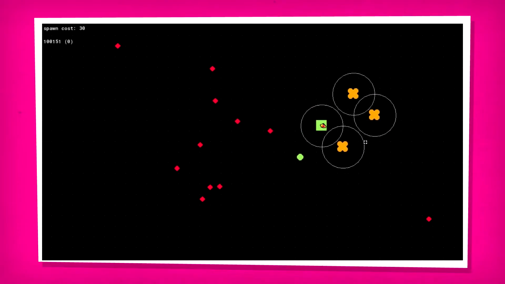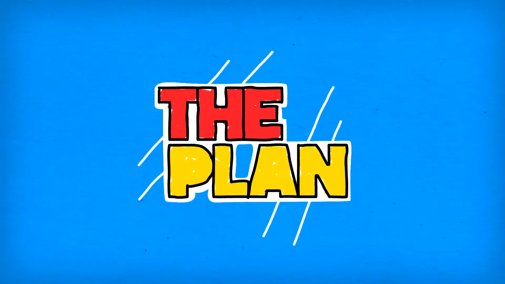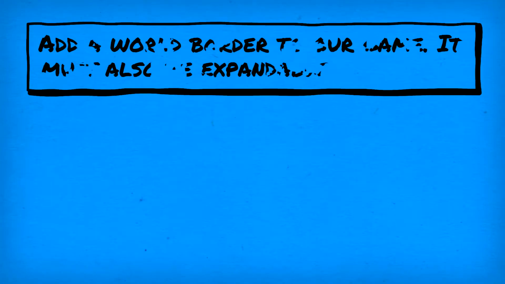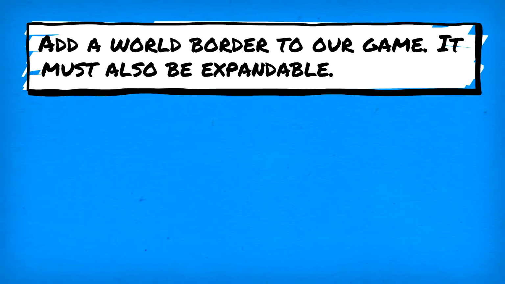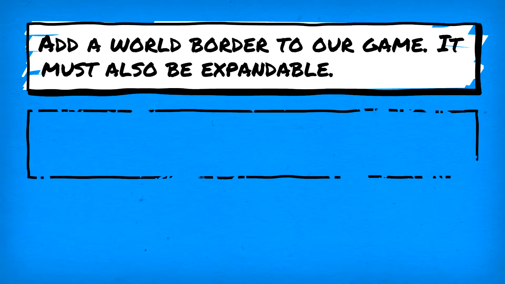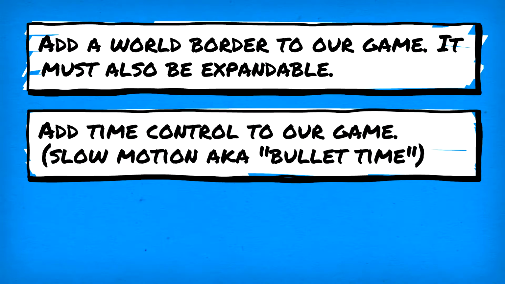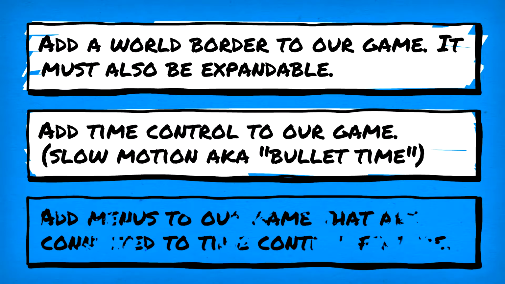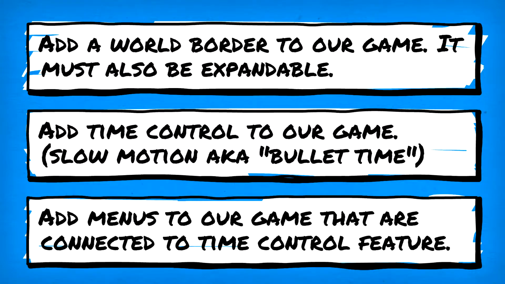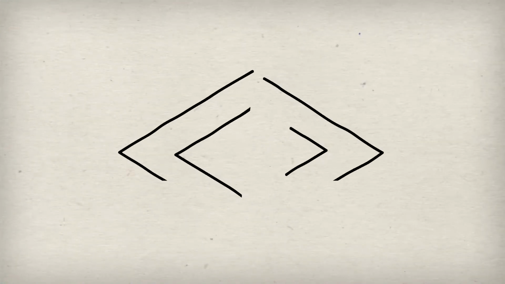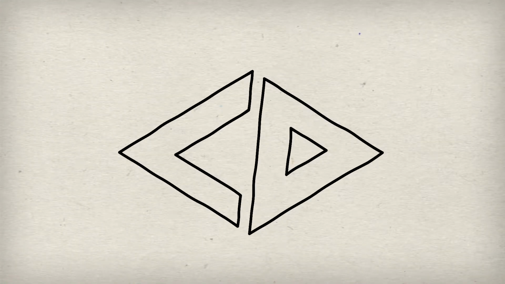And with today's plan, the move towards that vision goes on, because I have something in mind, but it's gonna take some setting up. So first, we'll be adding a world border to our game, one that can be expanded, which we'll focus on at a later date. Next, we'll be adding time control to our game, specifically slow-mo, probably better recognized as quote-unquote bullet time. But the focus won't exactly be for gameplay purposes, rather we'll be adding it to accommodate the addition of a menu system.